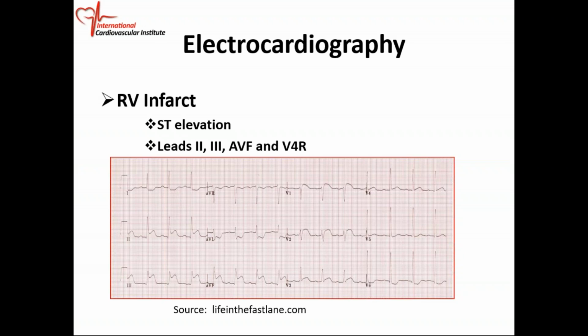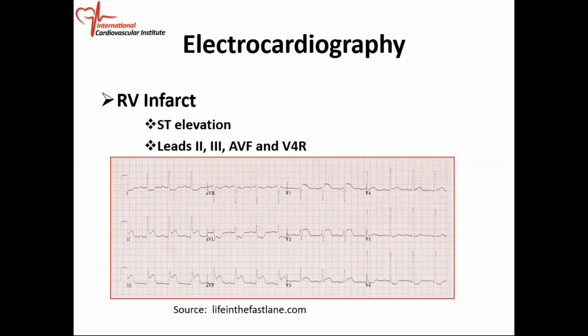In about 1/3 of all inferior wall heart attacks, you'll get an RV infarct. 1/3 of all inferior wall heart attacks, the patient will have an RV heart attack. And as I mentioned before, the heart muscle dies, it's weakened, and it's unable to pump blood from the right side of the heart to the left side of the heart. So the cardiac output falls and the blood pressure will also fall. The importance of the RV infarct is the treatment.